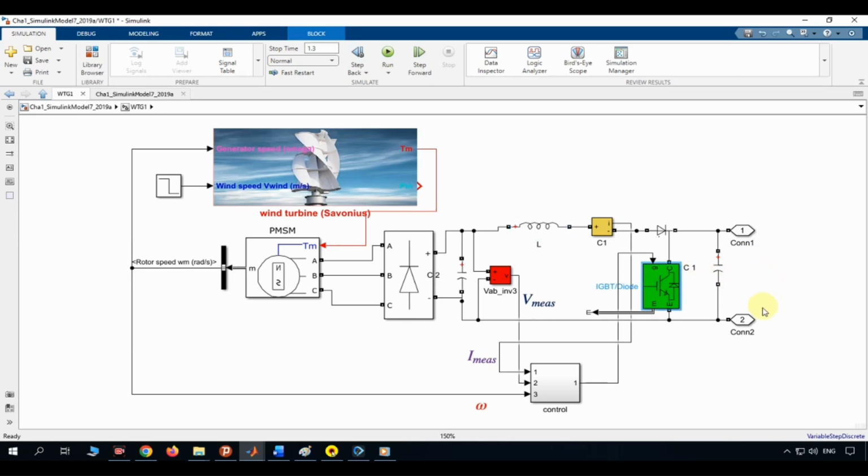But here is an important difference. In the photovoltaic system, the boost converter's duty cycle was controlled using a PI controller and a perturb and observe algorithm. In this wind turbine system, the control strategy is different. Let's look at the control subsystem to see how.